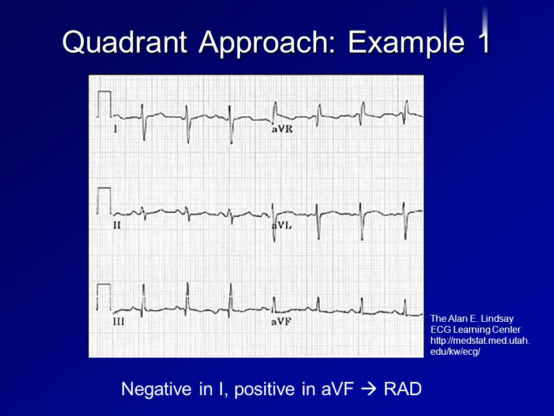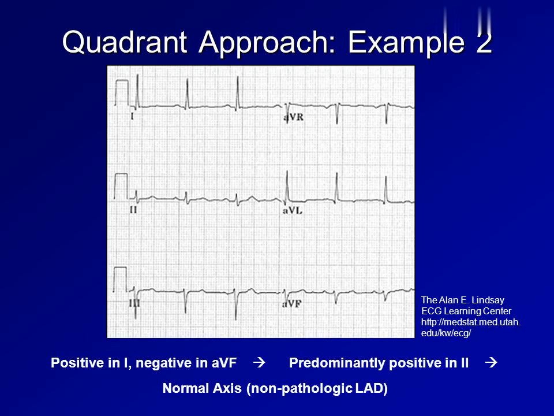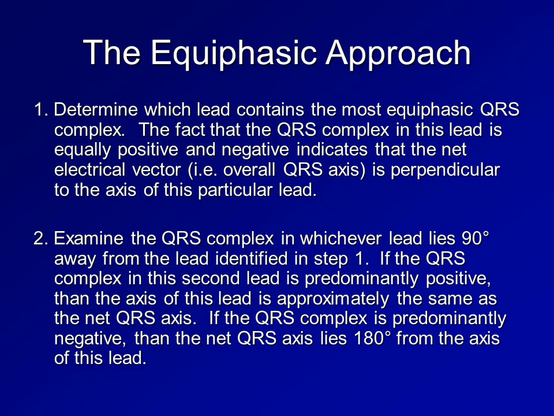Quadrant approach. Example 1. Negative in I, positive in aVF: RAD. Quadrant approach. Example 2. Positive in I, negative in aVF, predominantly positive in II: normal axis, non-pathologic LAD.